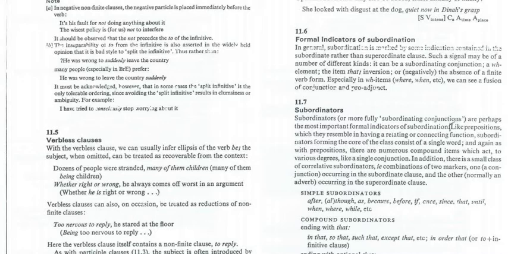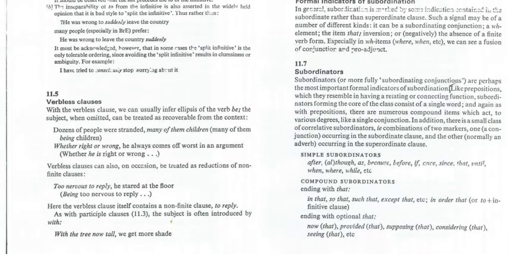Examples of simple subordinators، روابط بسيطة، وهذه نشاهدها كثيرا في كلامنا أو استخدامها واسع جدا. For example: after, all, as, because, before, if, once, since, that, until, when, where. Compound subordinators اللي هي الروابط اللي تتكون من مفردتين أو كلمتين: in that, so that, such that, except that, in order that.